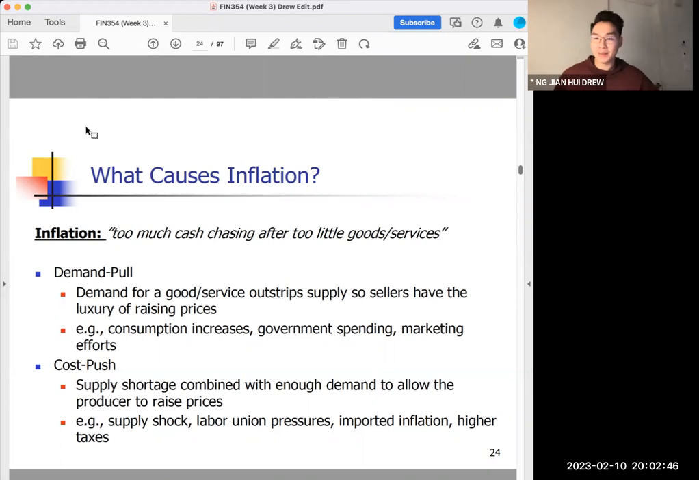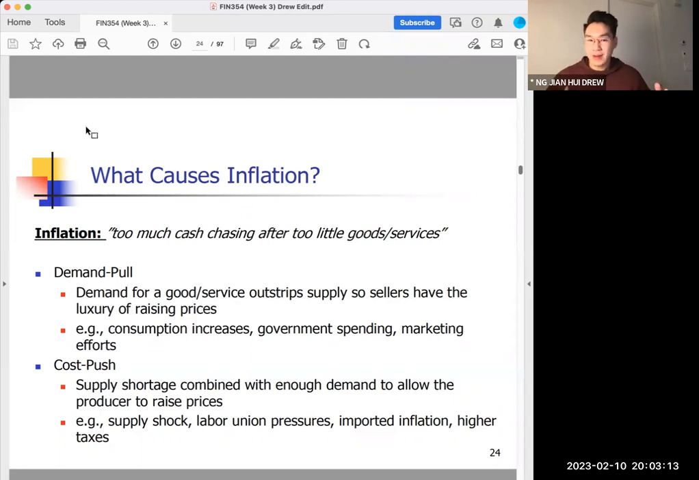Like I mentioned, it's a bit of an economic concept. So inflation, simply put, let's talk about the broad concept. I think everyone has heard about what inflation is, right? Inflation is caused by two things: demand pull and cost push. If you think of it simply, there's too much cash chasing too little goods. That's what causes inflation.